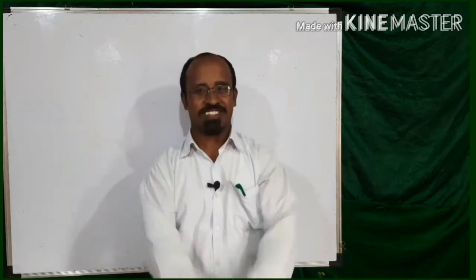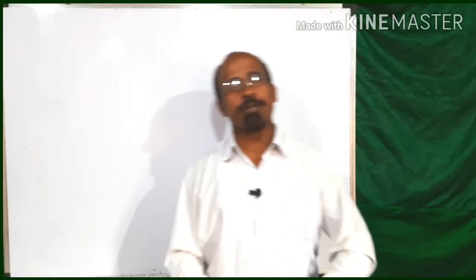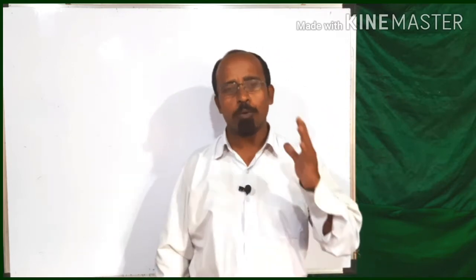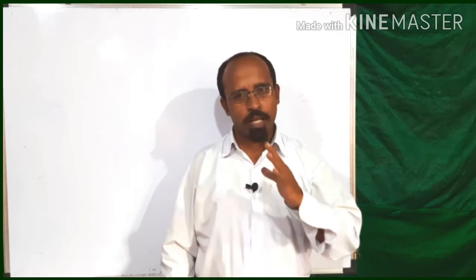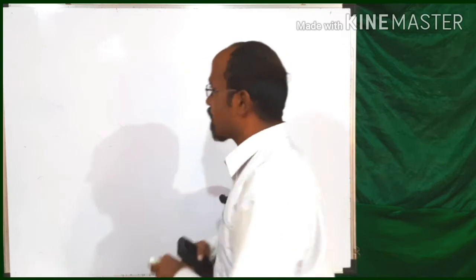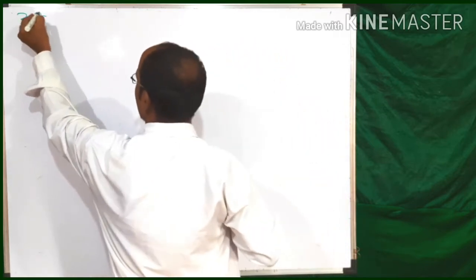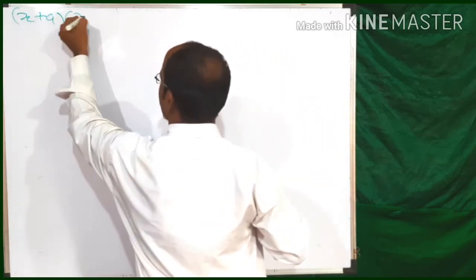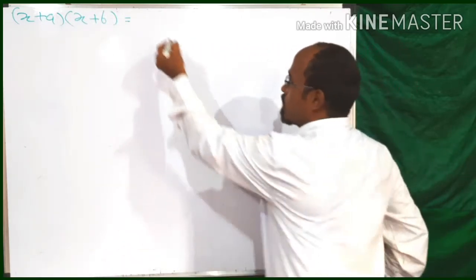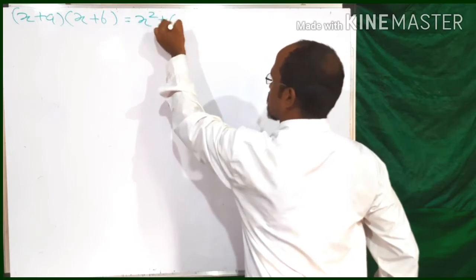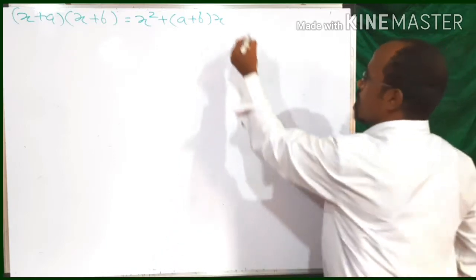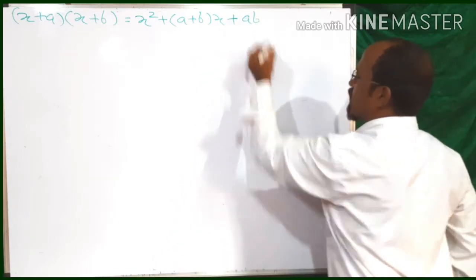Welcome to mathematics. Friends, in this video, we are going to solve a few examples based on the formula of (x + a) into (x + b). Let's recall the formula before solving the questions. What is the formula? (x + a) into (x + b). And what is the answer? The answer is x square plus (a + b) into x, plus a multiplied by b.